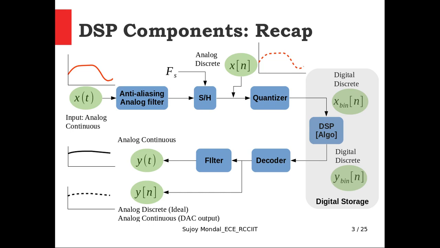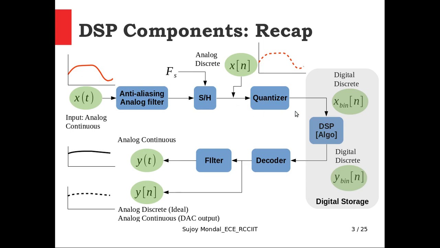This is the complete scenario of DSP components. As you can see, the input is x(t), which is an analog continuous signal. It goes into an anti-aliasing filter, which is basically an analog filter that limits the bandwidth of the input signal x(t) so that we can fix a sampling frequency value. Then it passes through a sample hold circuit and produces analog discrete time signals.